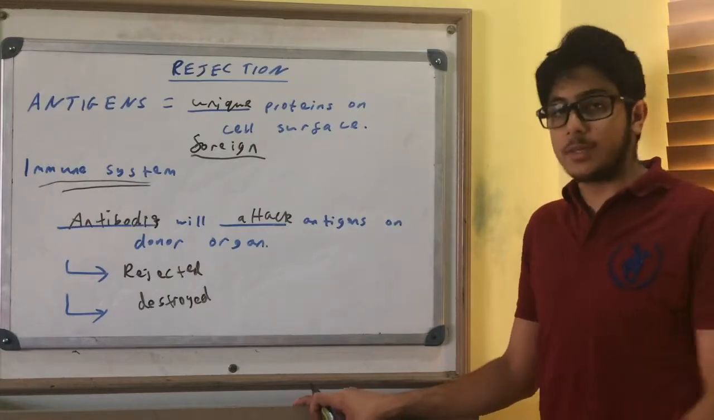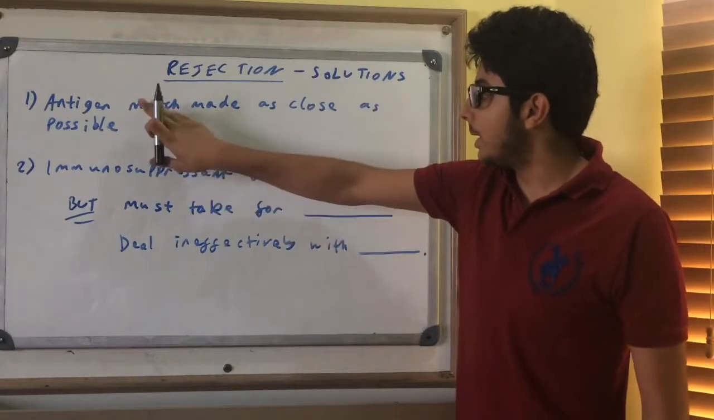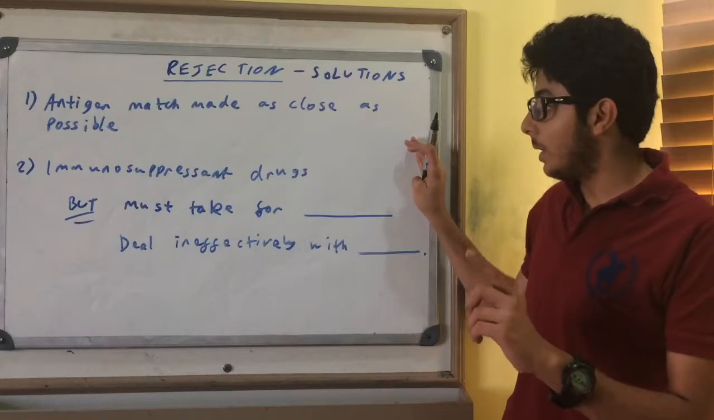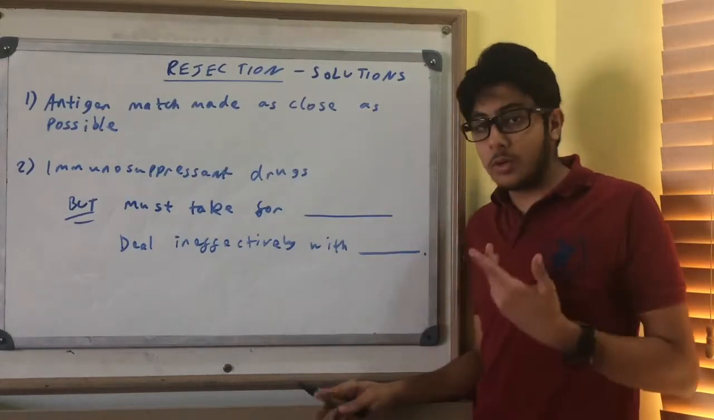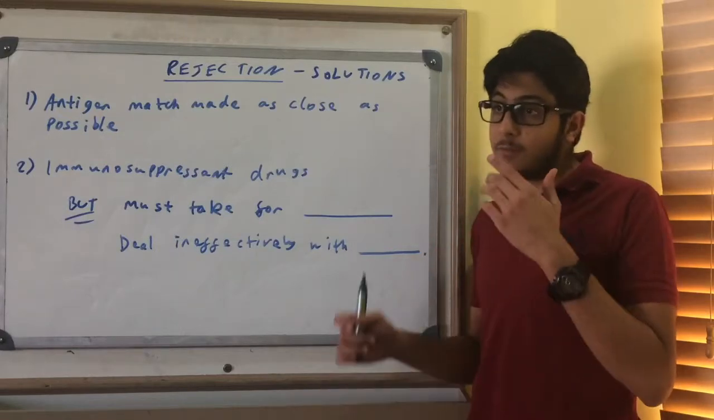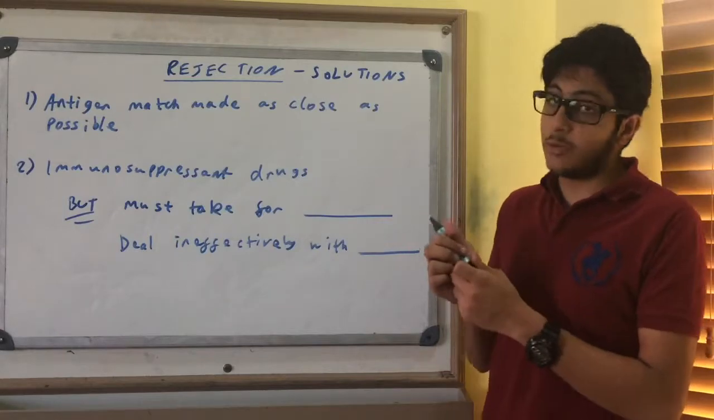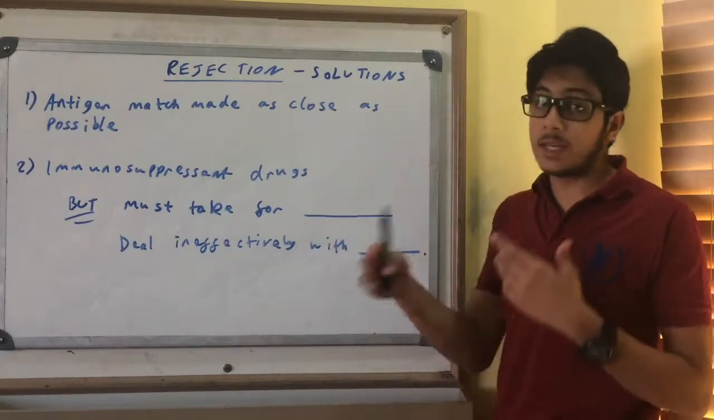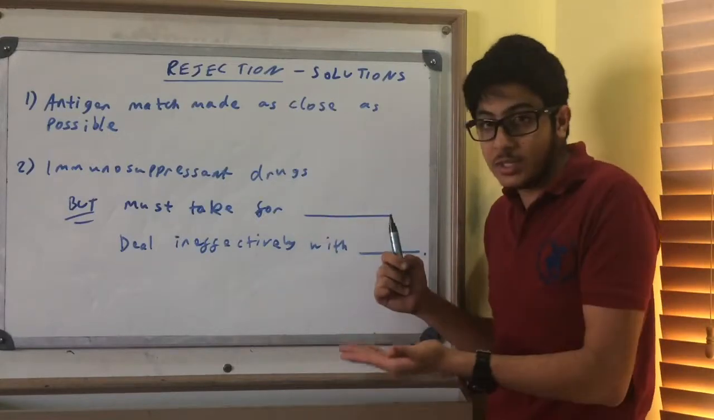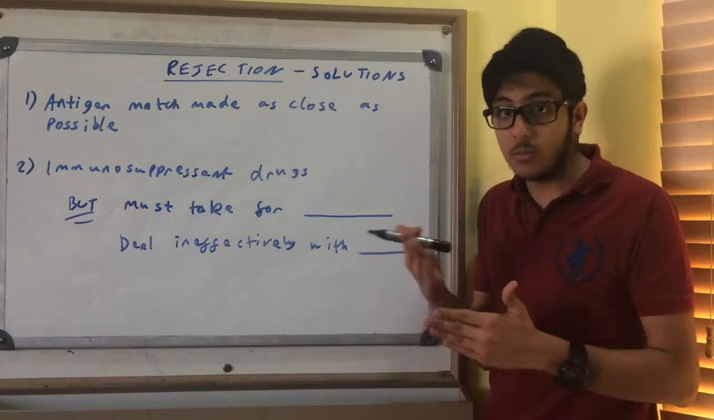There are two solutions to this. So, how do you deal with rejection? The antigen match must be made as close as possible. This is your first solution. So, get a donor kidney that has antigens that are very similar to your own, so it is less likely to be rejected, i.e. from your parents. Or if you have an identical twin, identical genetic information, identical antigens, it will not be rejected because they are the exact same antigens as your own body.